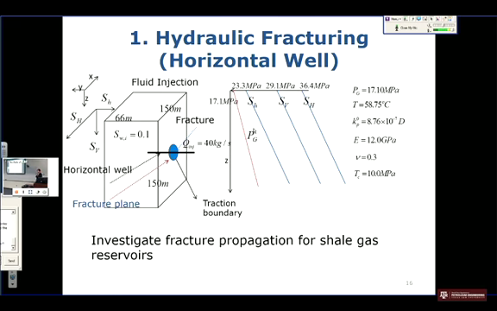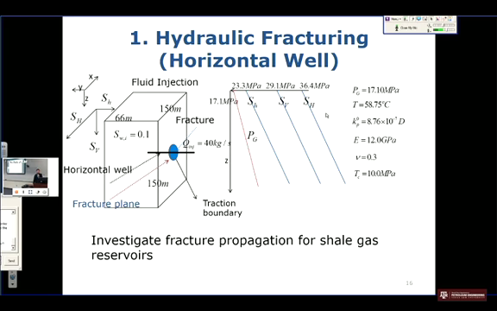The first example is the hydraulic fracture. We have the fracture well, a horizontal well, and some small fractures. The injection well rate is 40 kilograms per second. And here are the dimensions: 150 meters, 150 meters, and 66 meters.